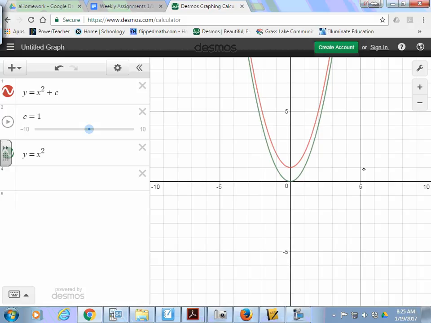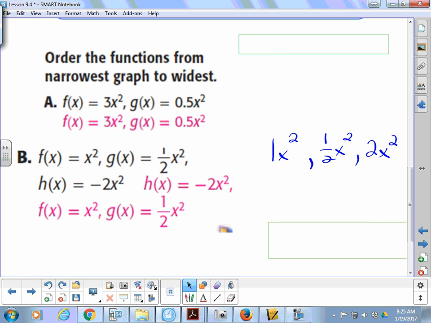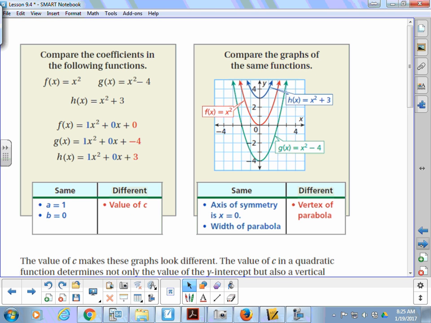All right, so when c changes, if c is a positive number, it moves the graph up. If c is a negative number, it moves it down. All right, so what we're going to do is talk about how all the different things come together when comparing graphs. Okay? So we have three things. We have a, when it's positive or negative, so it opens up or opens down. And a also means the graph is either going to be wider or narrower. And then we have c, which moves it up or down.